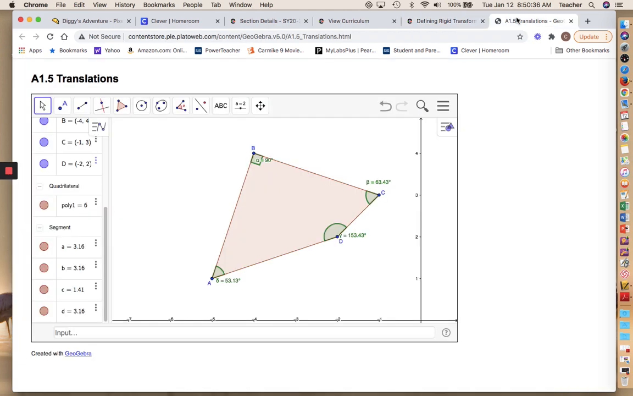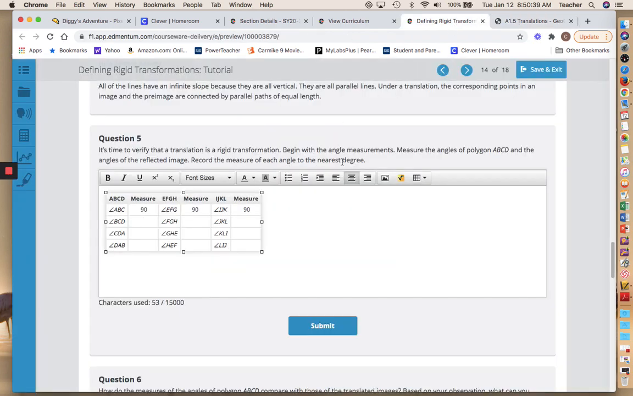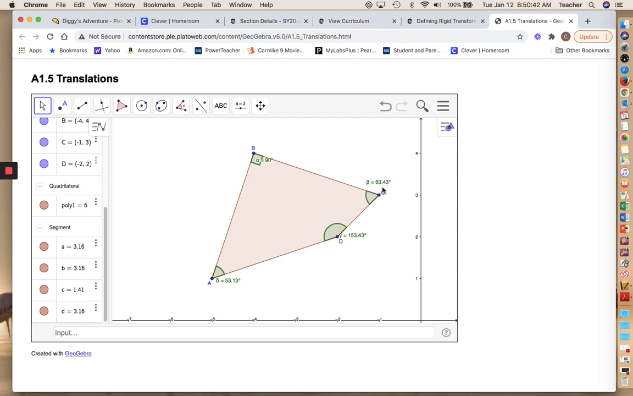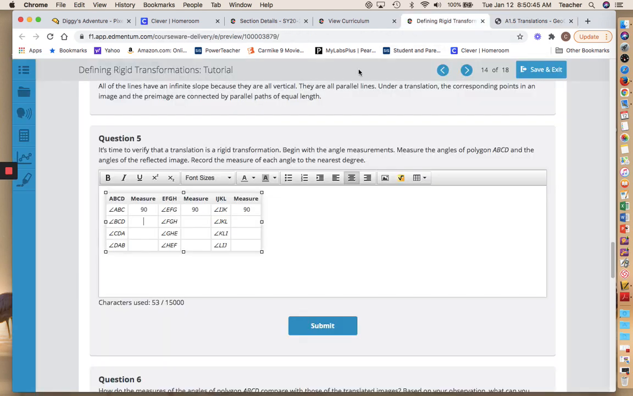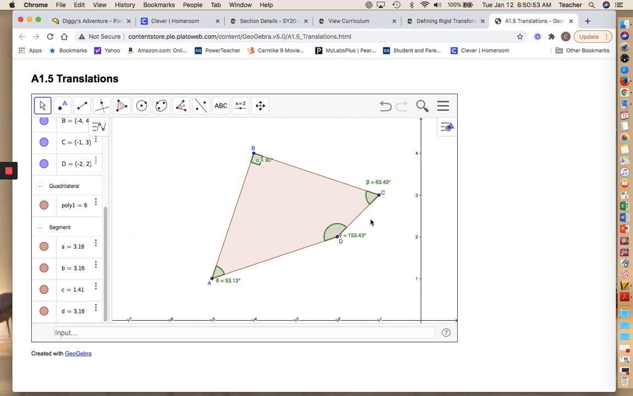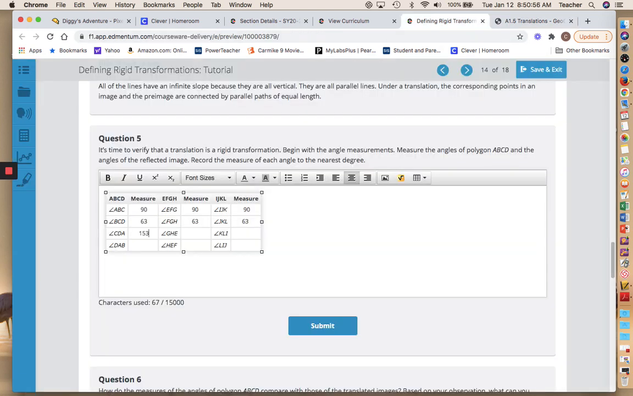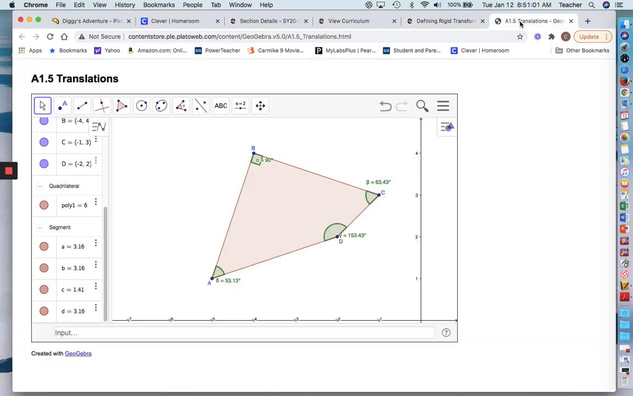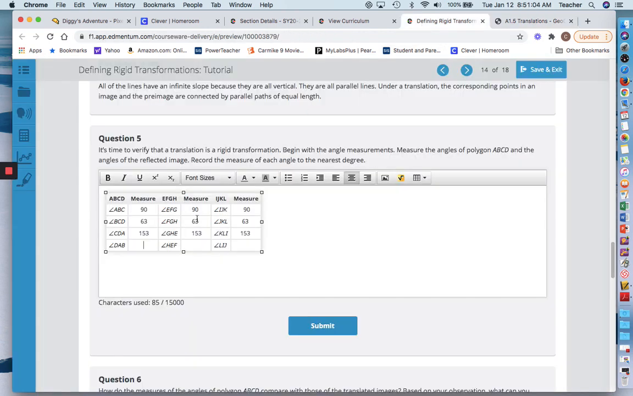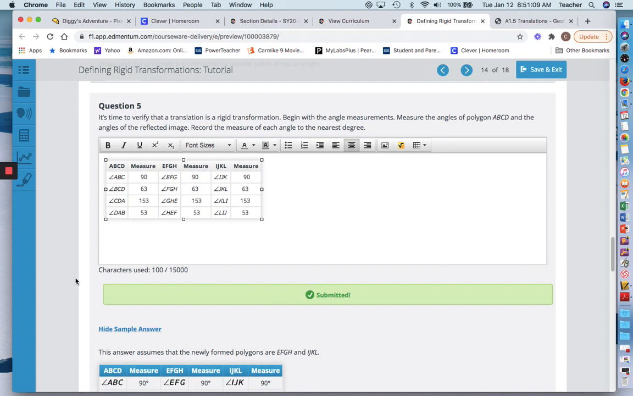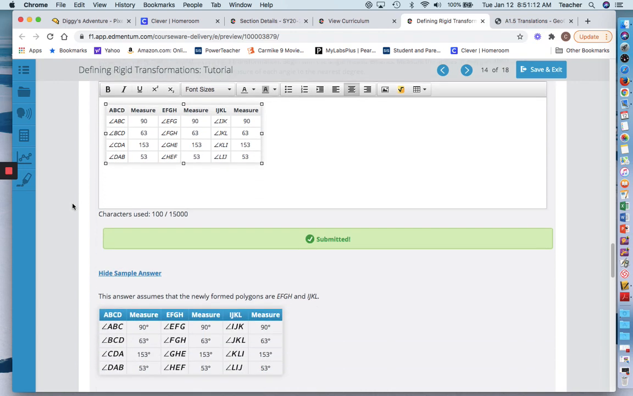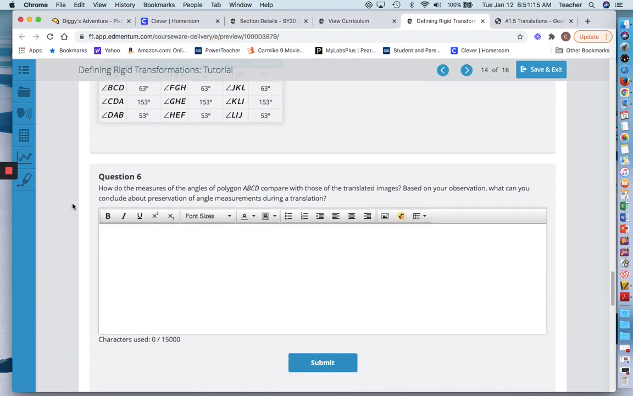Angle C. What they want is that to the nearest degree, right? Yeah. So angle C to the nearest degree is 63. So 63, 63, 63. D is the letter in the middle. That's the vertex. 153. So 153, 153, 153. A is the letter in the middle. So A is the vertex, 53. Again, forget the typo, you guys. I'm not sure what they meant by reflected image. There was no reflected image. There was a translated image, but no reflected image.